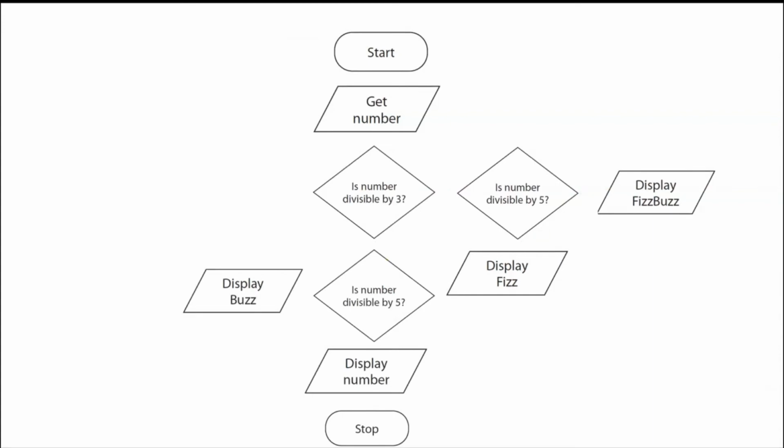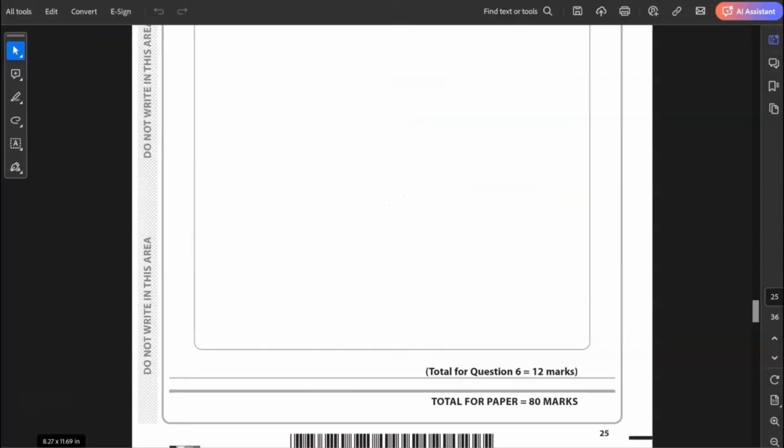Okay, let's go through it. This is the final drawing. So start, get number. Okay, is the number divisible by 3? Yes, it is. Okay, great. Is the number divisible by 5? Yes, it's a FizzBuzz. If no, it's divisible by 3 but not by 5, it's a fizz. Okay, the no, then check again. We're given 2 of these, remember. Is the number divisible by 5? Yes. Then it's just a buzz. If no to that, then we just display the number and stop. And that completes the flowchart. And that completes question 6 for a total of 12 marks and the whole paper for a total of 80 marks.